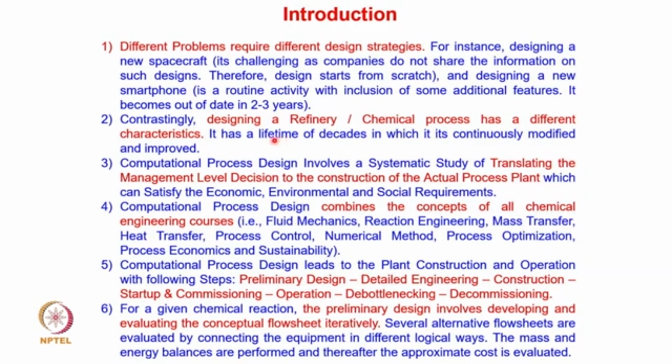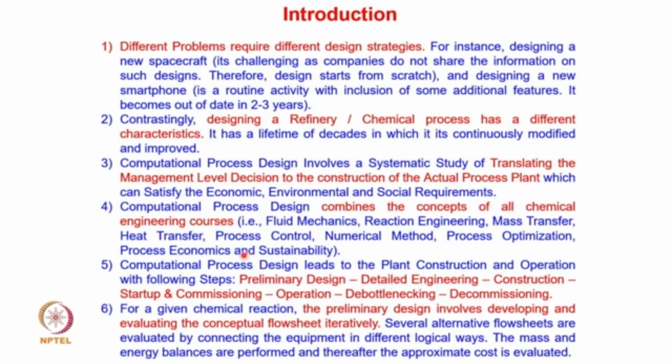So computational process design involves a systematic study of translating the management level decision to the construction of the actual process plant, which can satisfy economic, environmental and social requirements. Clearly, to achieve this, the concepts of several chemical engineering courses are used in this course. Courses such as fluid mechanics, reaction engineering, mass transfer, heat transfer, process control, numerical methods, process optimization, process economics and even sustainability are used in this course.